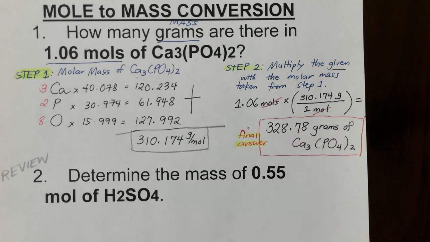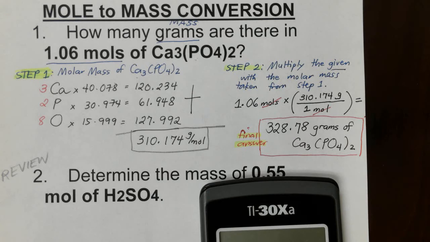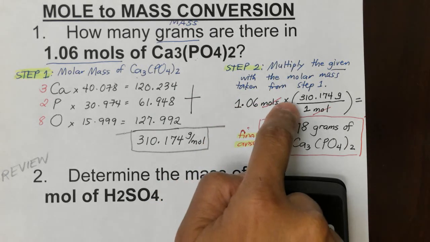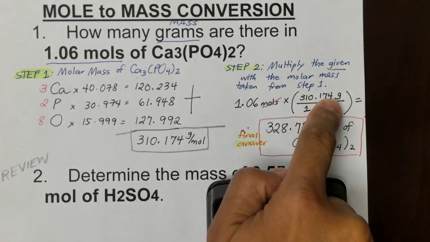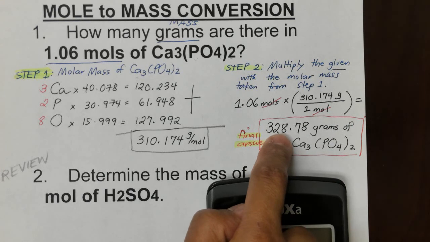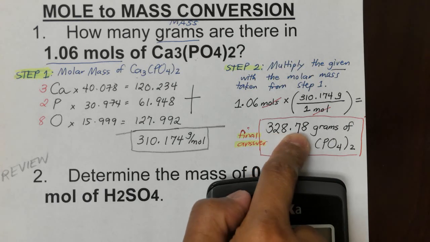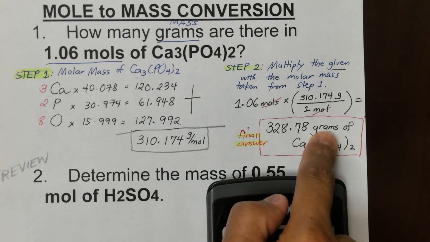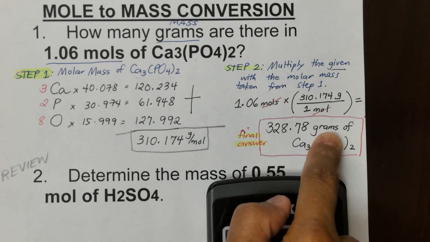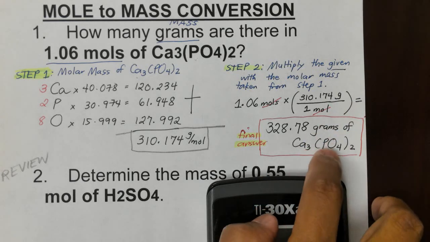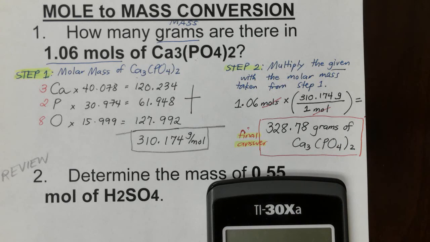And now after canceling it, you use your calculator to multiply 1.06 times 310.174 grams. And we should be able to get the answer 328.78. And the unit for that is grams. I just wrote the word grams here to make it clear that G means grams of our substance Ca3(PO4)2. And that's one example to illustrate that information.